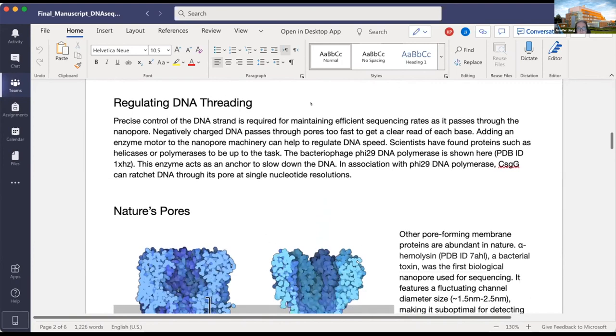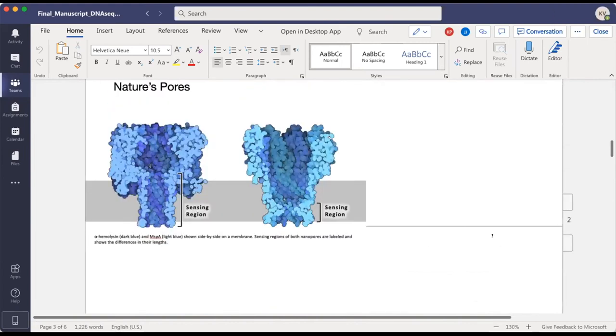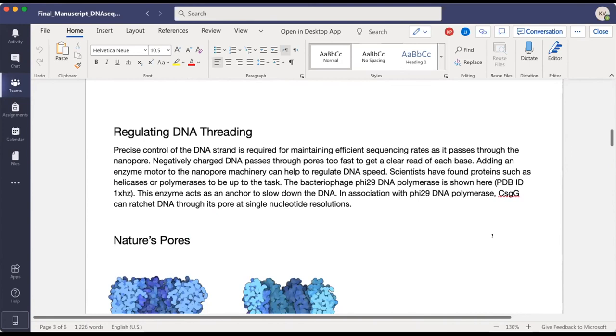Our next topic is regulating DNA threading. Precise control of the DNA strand is required for maintaining efficient sequencing rates as it passes through the nanopore. Negatively charged DNA passes through pores too fast to get a clear read of each base. Adding an enzyme motor to the nanopore machinery can help to regulate DNA speed. Scientists have found proteins such as helicases or polymerases to be up to the task.